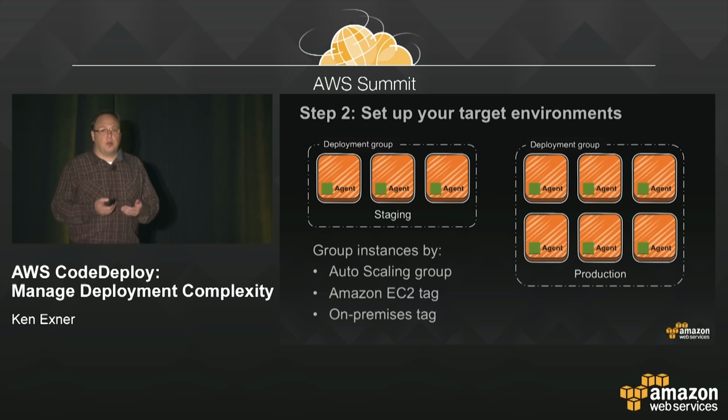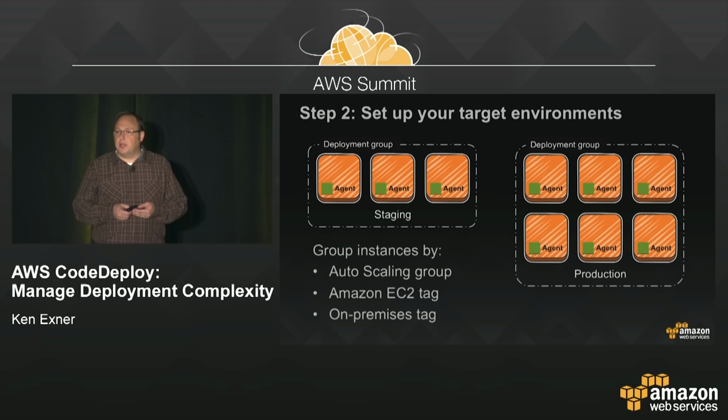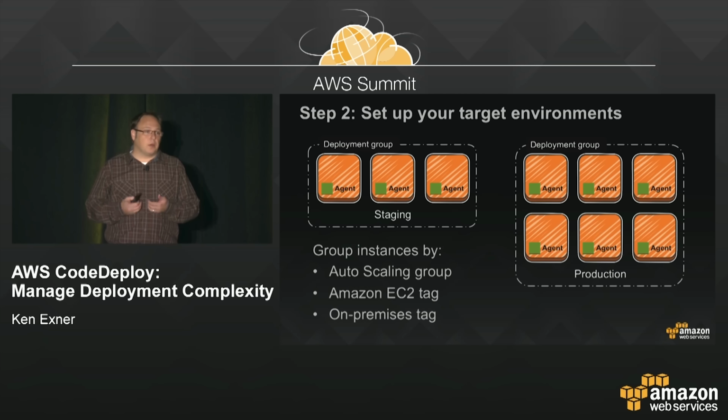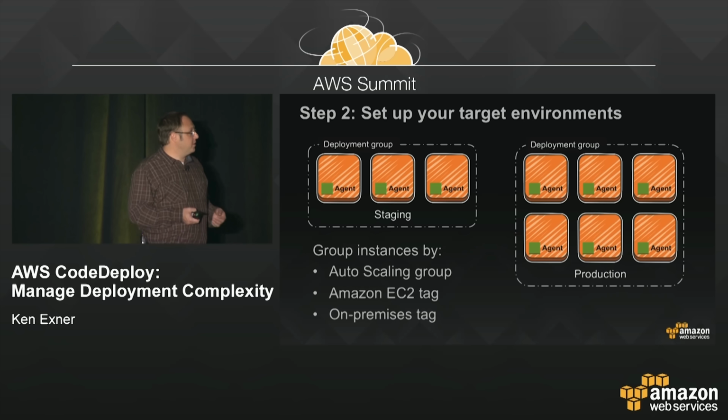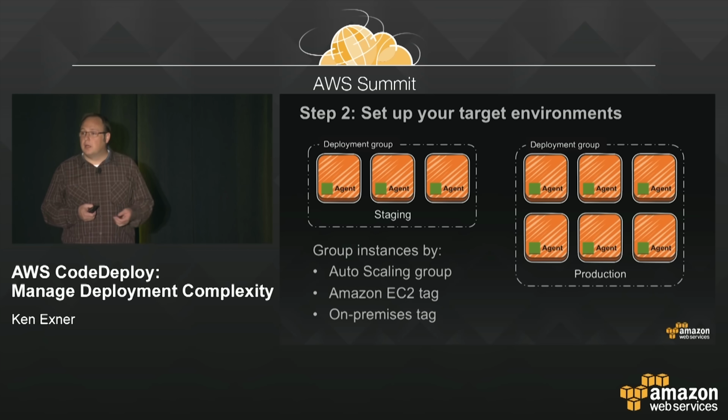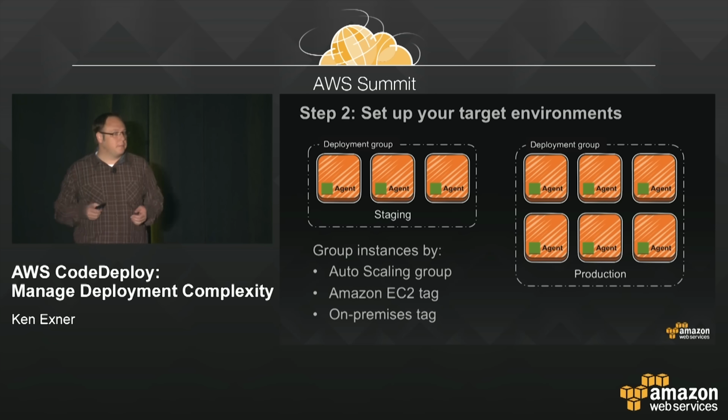You can define a deployment group one of a couple ways. You can define it with tags. So if you're using EC2 tags, you can tag all your instances a certain way. Maybe environment equals production, environment equals staging. And that will tell CodeDeploy that that is the deployment group that you want to receive a deployment.